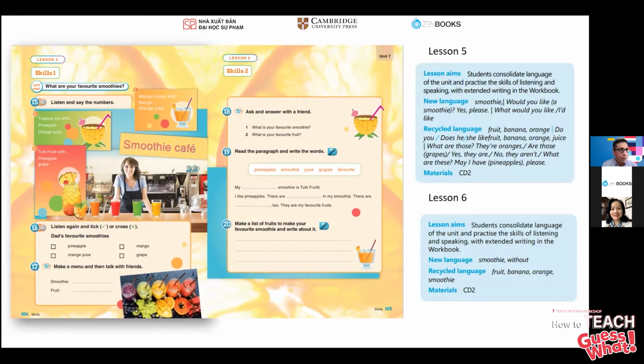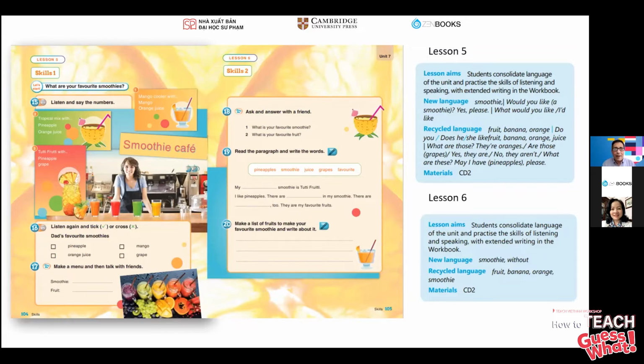Lesson 5, what are your favorite smoothies? Again, an opener, just to make sure they know what smoothies are, a chance for fun. But then we listen and say numbers, and we listen, and this is about developing the listening sub-skills. And then in the next lesson, lesson 6, on the right-hand side of the page, we have activity 18, 19, and 20, which in this case isn't about speaking. It helps to start developing our writing skills.